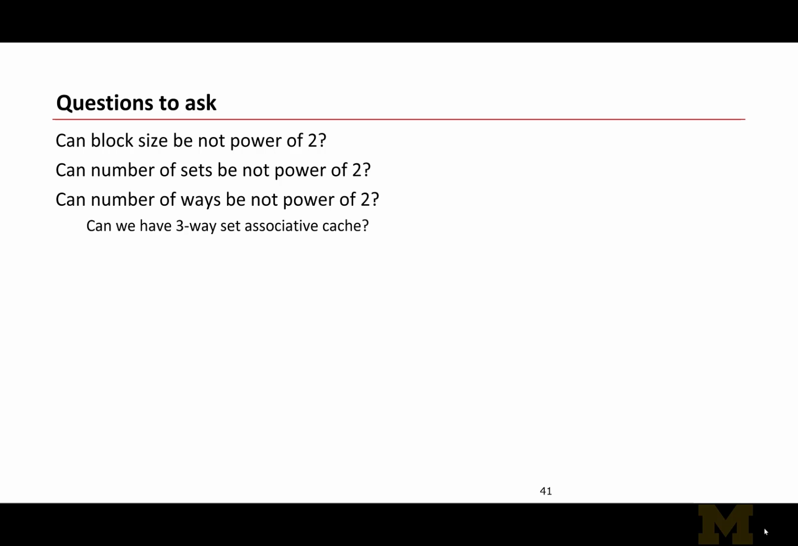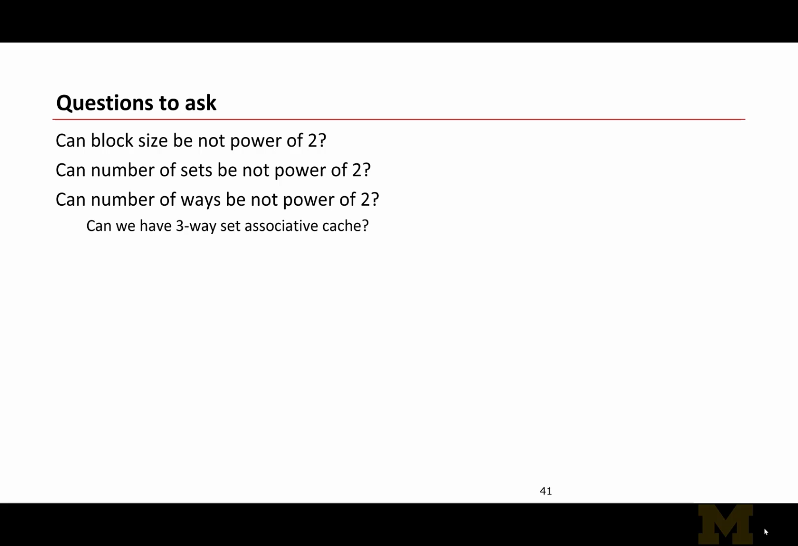So let's start with some simple questions. Can the block size be not a power of 2? Can the number of sets be not a power of 2? So if you recollect, the way that we define block size impacts the number of bits that we would use in the address. So it is therefore natural to assume that the block size and the number of sets would be a power of 2, because we are going to use X number of bits from the address. And so if you're going to use X number of bits, then you want the number of bytes in the block or the number of sets to be 2 to the power of X.